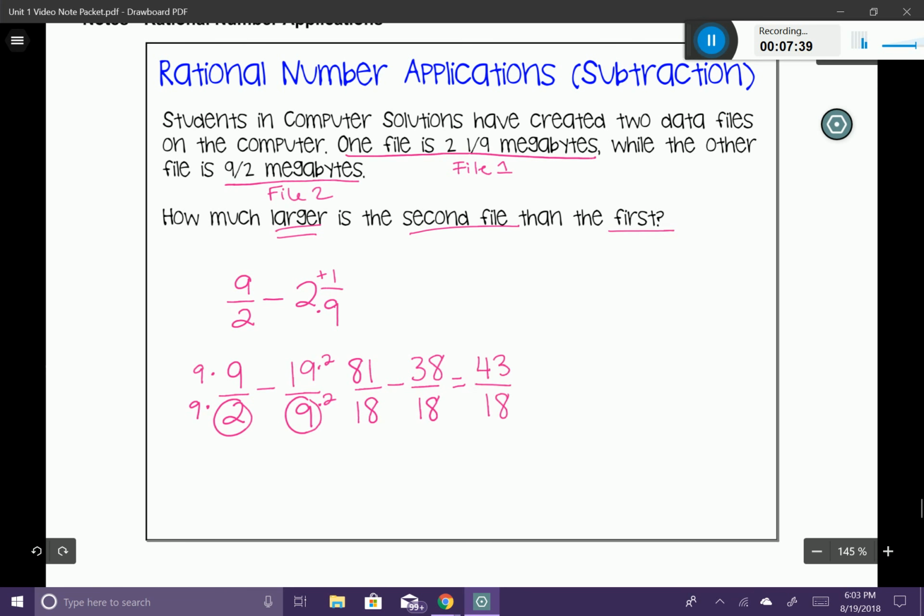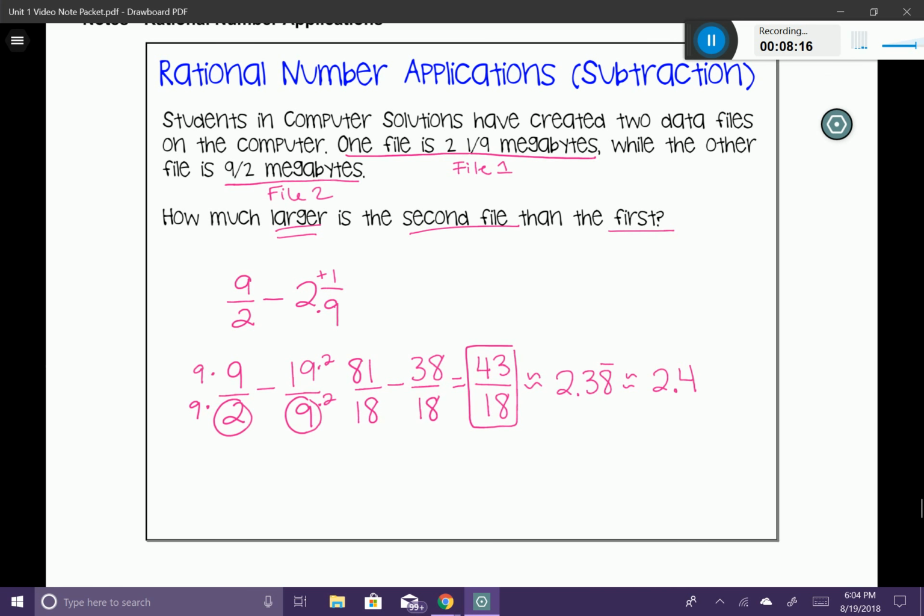Okay, now that I have 43 over 18, I can see that it is a simplified fraction. But let's put it into a decimal using our calculators. 43 divided by 18 is approximately 2.38 repeated, but I'm just going to say that's about 2.4, just to make it easier for us. And all I did there was round to the tenths place.